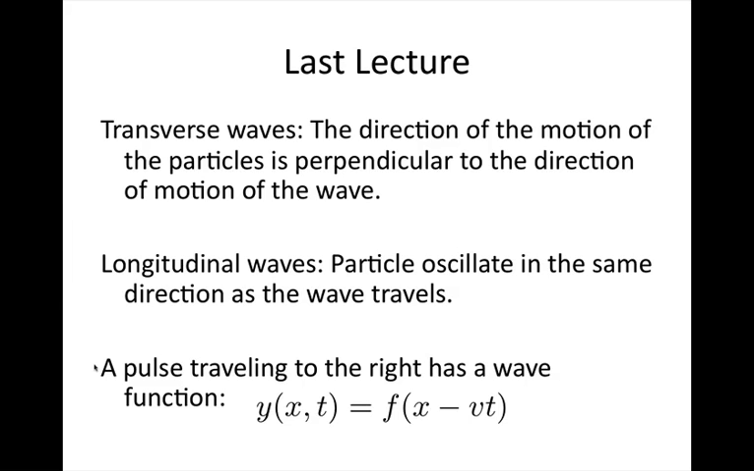First of all, a quick recap of the most important ideas from last lecture. We saw that transverse waves were ones in which the particles that make up the medium oscillate in a direction perpendicular to the direction that the wave is travelling in. In longitudinal waves, the particles oscillate in the same direction that the wave travels. We saw that a pulse travelling to the right has a wave function y(x,t) equal to some function of x minus vt.